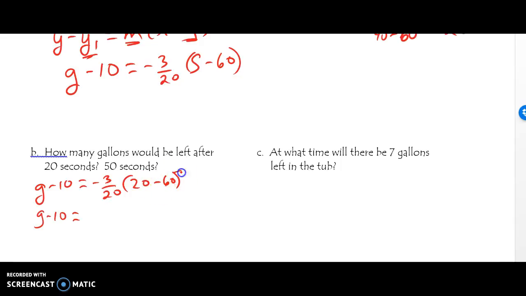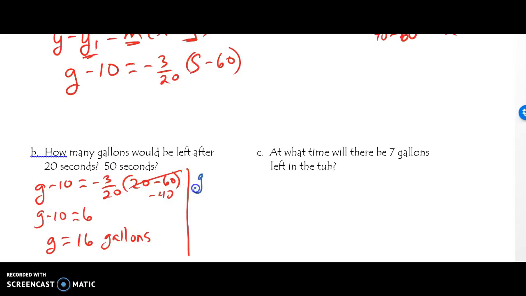So that will give us negative 40. Negative times negative is a positive. 20 goes into that 2, so I end up with 6. So G will equal 16 gallons. I also have to do the same thing, but at 50 seconds.